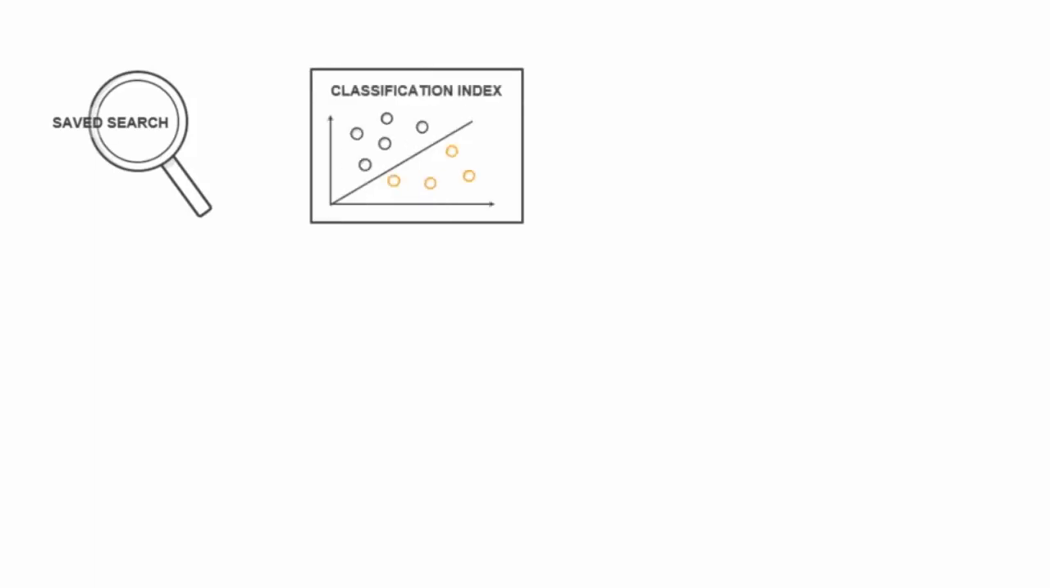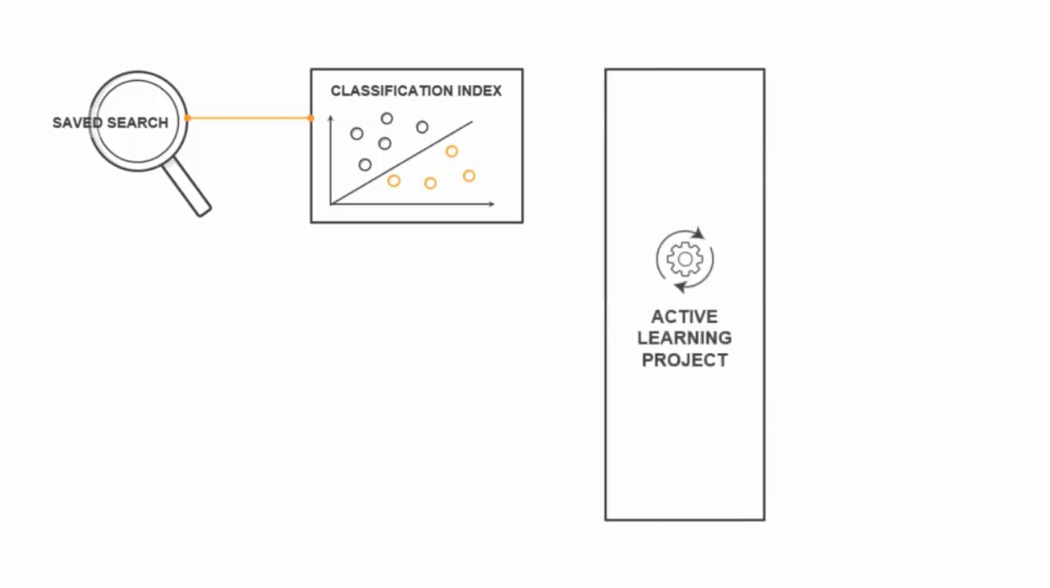How is this thing put together? Well, everything in Relativity starts with a saved search, right? So it is going to start with a saved search. That saved search then feeds a classification index. As we'll see, a classification index is a type of analytics index. It lives alongside your conceptual analytics indexes in the same place in the product, and those two are tied together. And then from there, the classification index is tied into the active learning project.